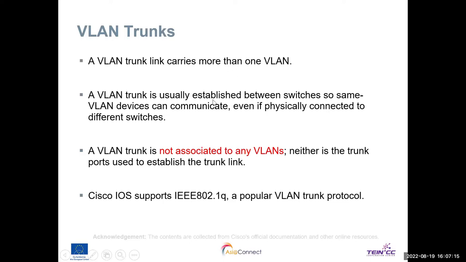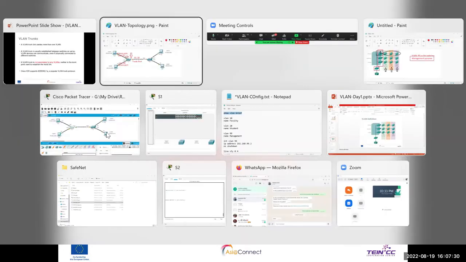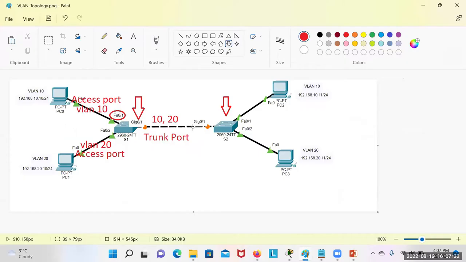So a trunk port is usually established between switches. Remember there are two switches, and the link between the switches is actually a trunk port. This one is a switch, and this one is a switch, you see? And the line between these switches is the trunk. So this is what we have seen. A trunk port is usually established between the switches.